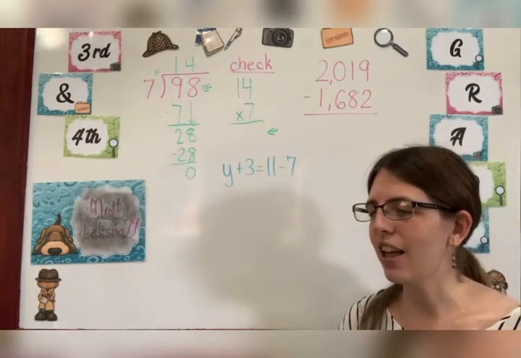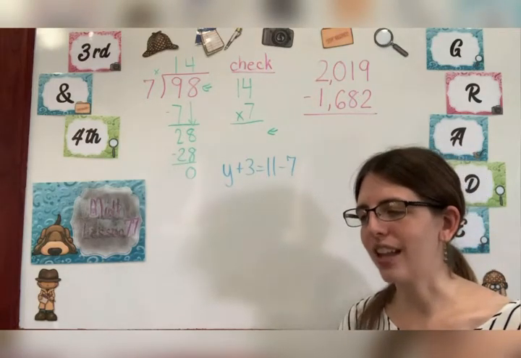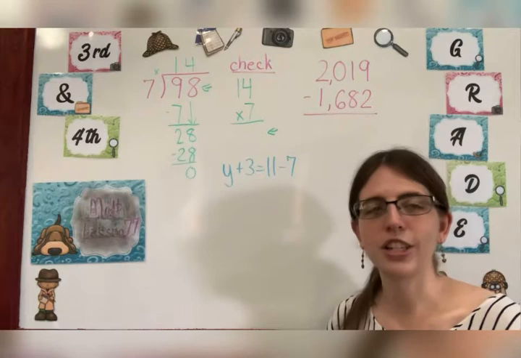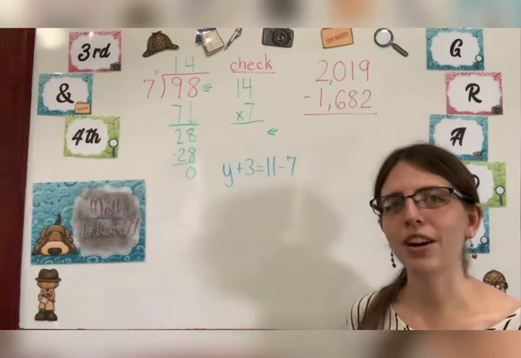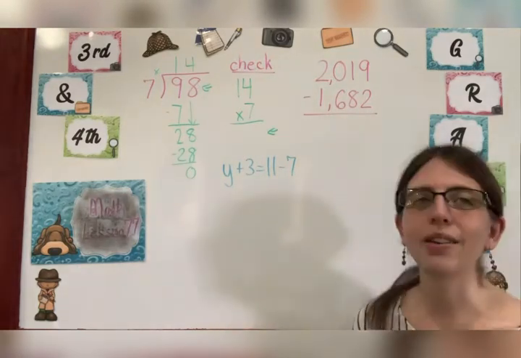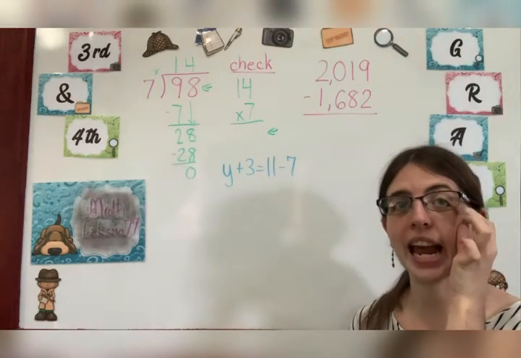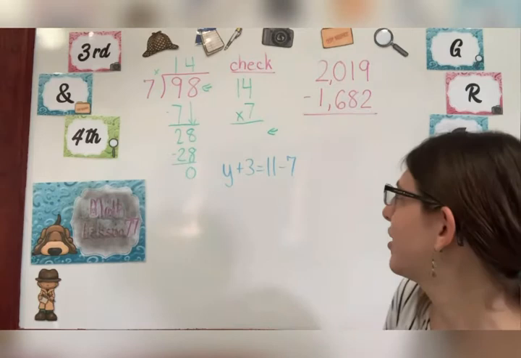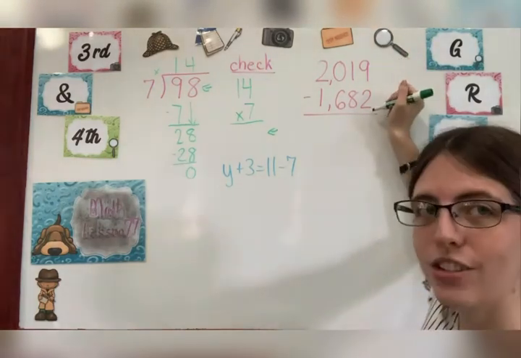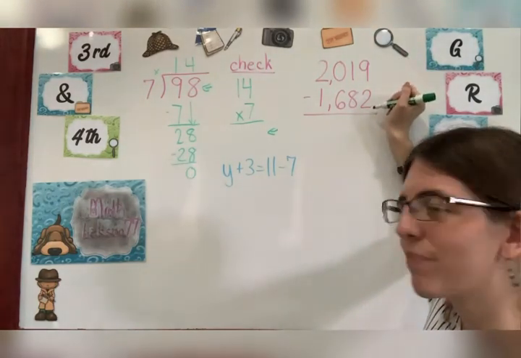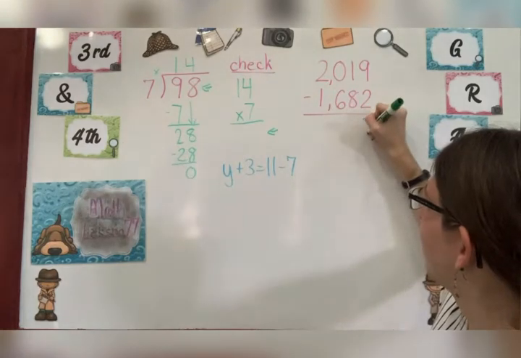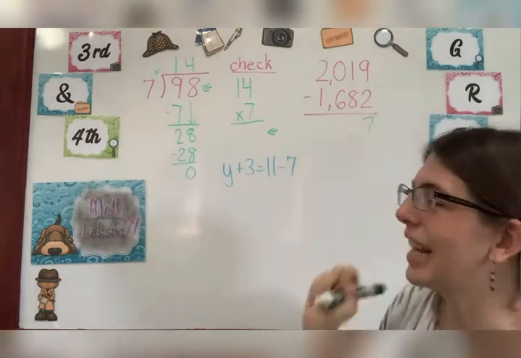All right, number 3 says follow the signs. I'm going to let you do most of these on your own, but let's do letter B together. 2019 minus 1,682. Let's start by subtracting. 9 minus 2 is 7. Very good. 1 minus 8 is?